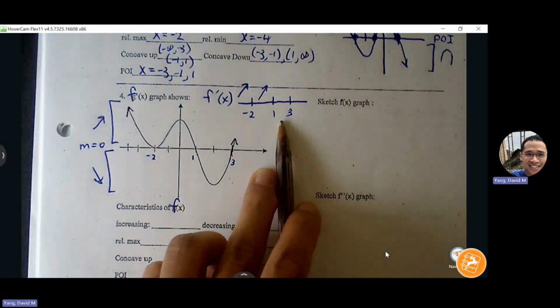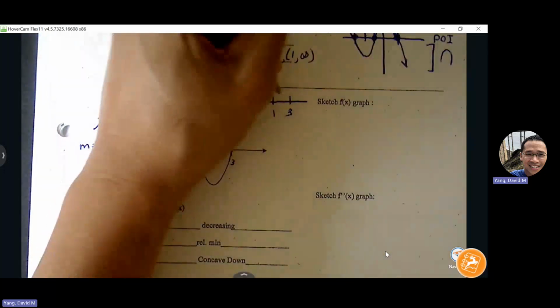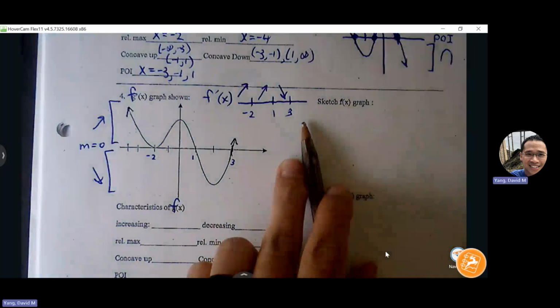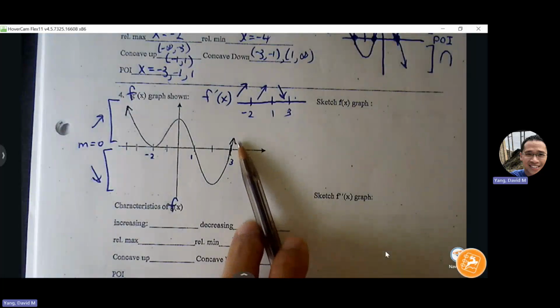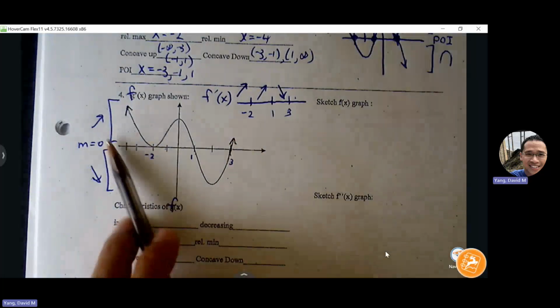Between 1 and 3, below the x-axis. To the right of 3. Or no, it's negative. To the right of 3, above, oh, the x-axis, right? Yeah, above the x-axis. Okay.